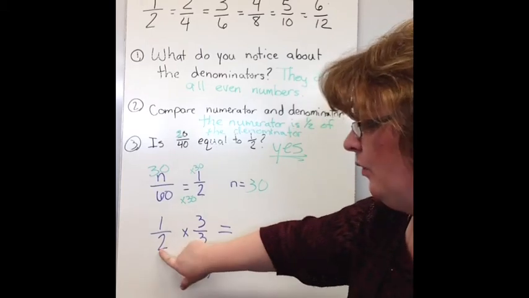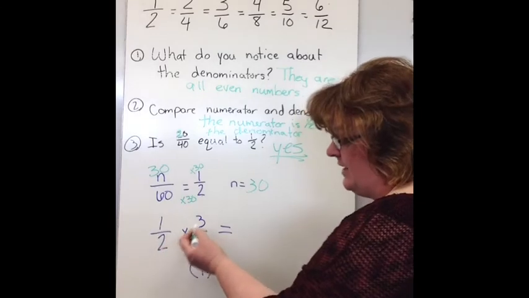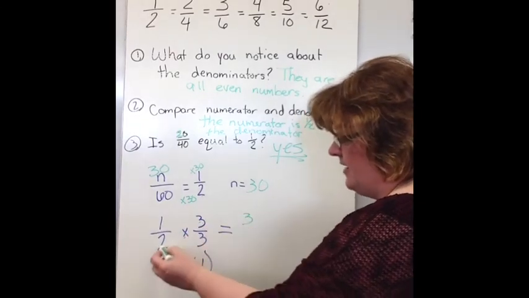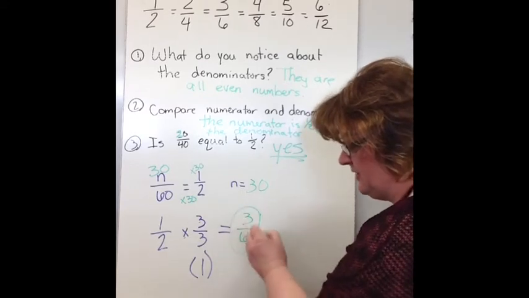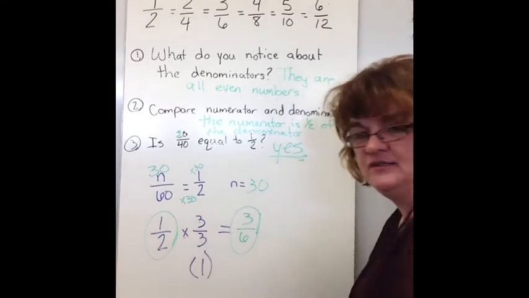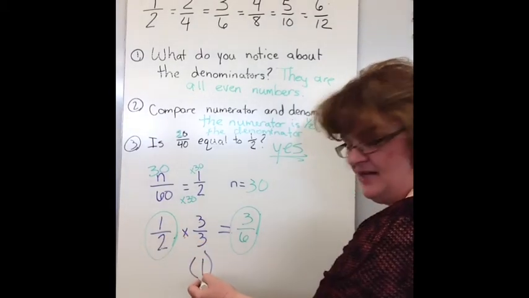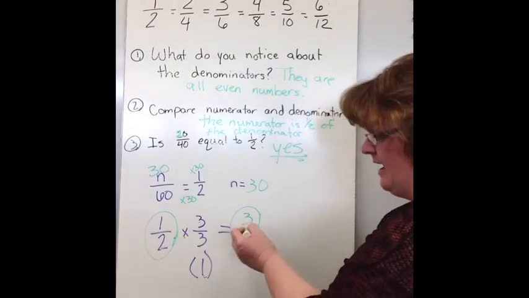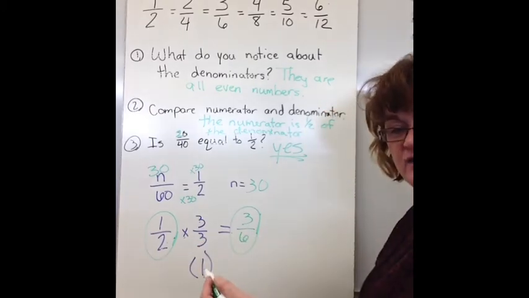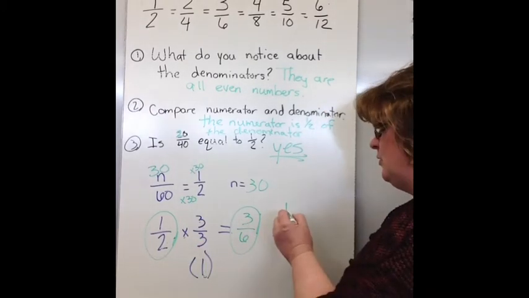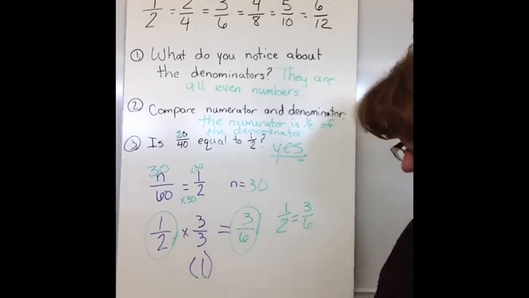So we're going to take 1/2 and we're going to times it by 3/3. What we do is take 1 times 3 and 2 times 3. So 3/6 is equivalent to 1/2. They are the same because all we did was take this number, times it by 1, and we get an answer. Whenever you times a number by 1, you get an answer that is equivalent to that number. So we know that 1/2 must be equivalent to 3/6.